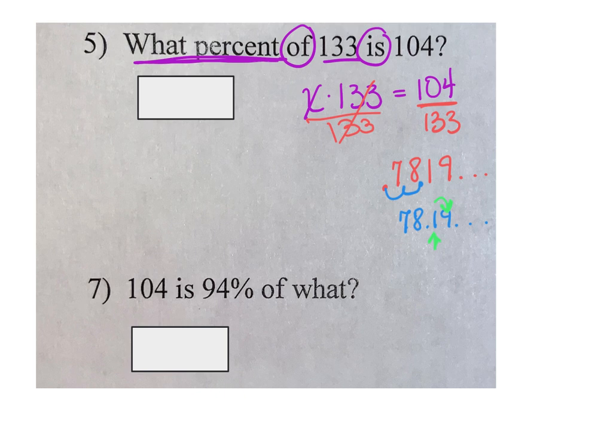4 or less means I stay the same. I say that because some people think you round down. You don't, okay? 5 or up rounds up. 4 or less stays the same. Okay, so in this case, the 9 is greater than 5, which means the 1 is going to round up, which is where I'm going to get 78.2%.